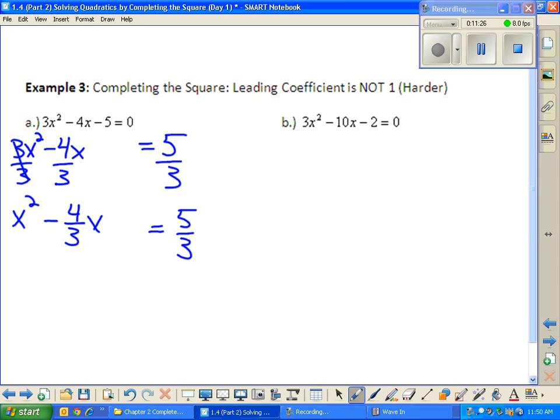We do have to do b divided by 2 and square it, because we are going to still add a number onto both sides of the equal sign. So I have to take negative 4/3 divided by 2 and square it.